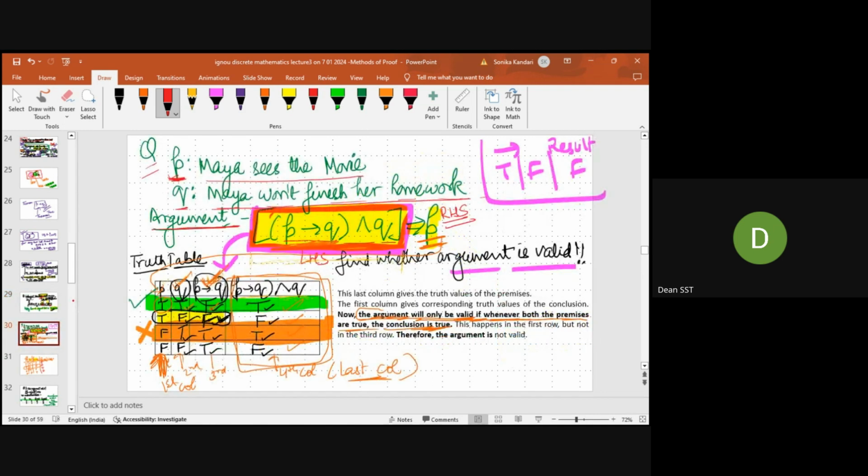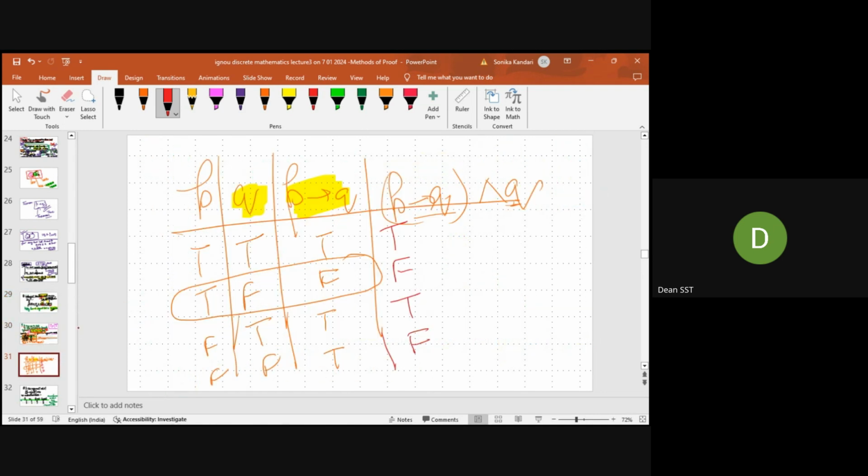On the left hand side, we were having P implies Q and Q, and on the right hand side, we were having P. It means for every two true values here, under P we should have true. Okay, so let us see one by one.